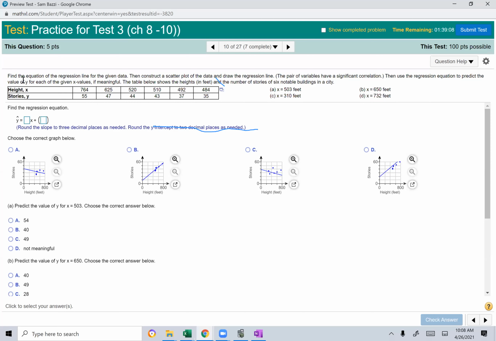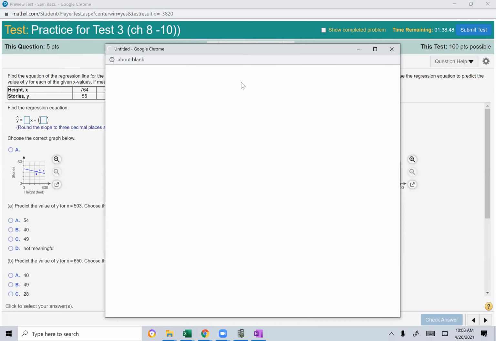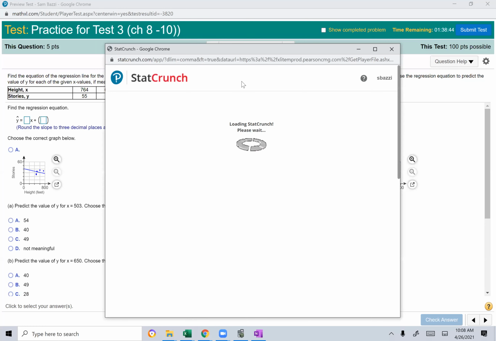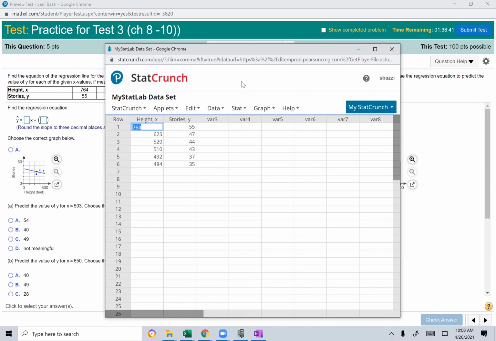Okay, find the equation of the regression line for the given data set, then construct a scatter plot for the data and draw the regression line. And then for each X value, find the Y value. Let's do it in StatCrunch first, and then I'm going to do that on the calculator as well. So open in StatCrunch. I think it's very easy if you do StatCrunch. That's the advantage of doing the work online. We're not in class, so you could use StatCrunch here.